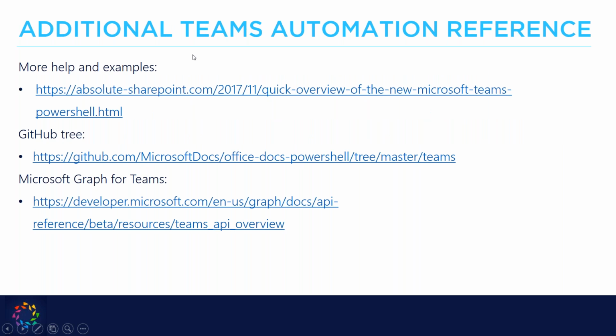A few other links here for some additional Teams automation reference. There's a wonderful article by a good friend of mine named Vlad Katernescu from Montreal, and this basically has some detailed instructions on how you can get started with the Microsoft Teams commandlets. If you want to go to the documentation because you're more technical and you want to see the help files and the commandlets themselves, you can go to the GitHub tree for Microsoft PowerShell for Teams. And if you want to learn more about the back end or other methods of doing some of these same commands, you can research using the Microsoft Graph at the link below for the Teams API.